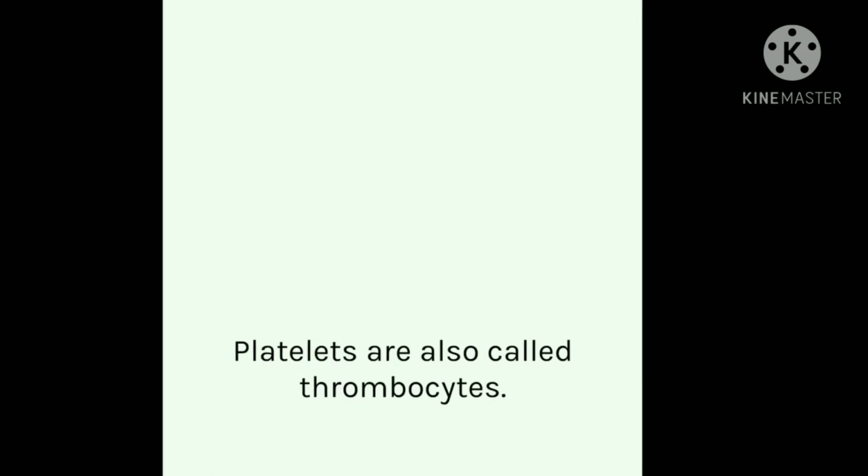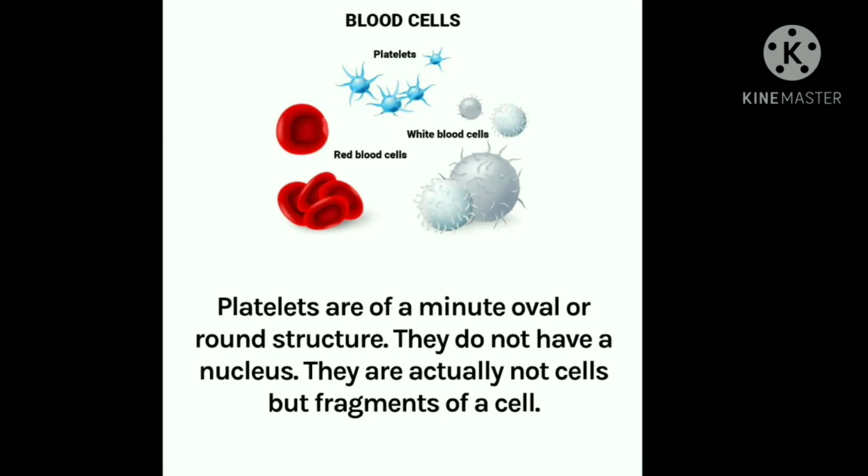Now we will see about the platelets. Platelets are minute oval or round structures. They do not have a nucleus. They are actually not cells but fragments of cells. So here you are able to see the platelets.